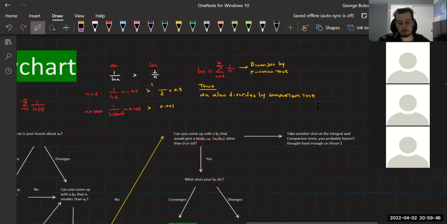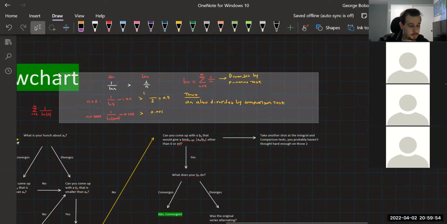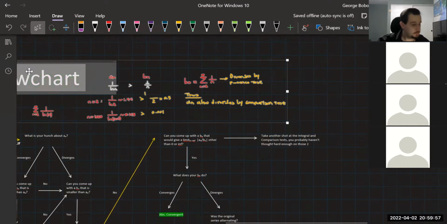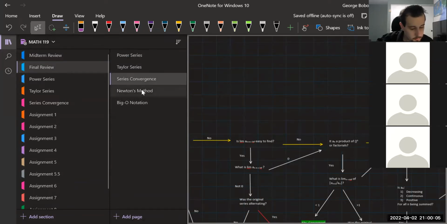Okay, I'll put that back there. So it was the comparison test that we needed to do. I don't know how I'm going to isolate the writing now from this. This is going to be interesting. I'll fix that, don't worry. It's just the way the cookie crumbles with OneNote.